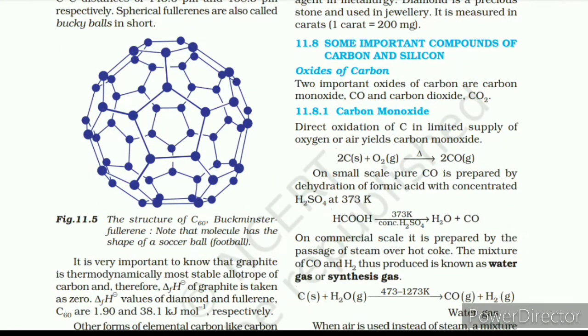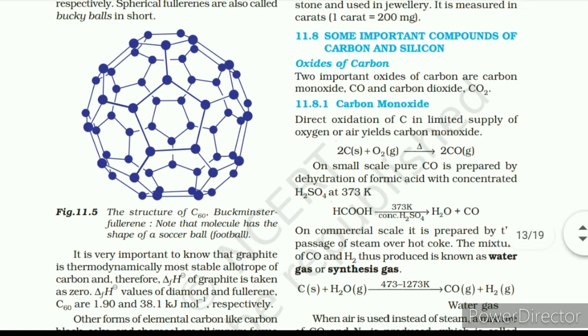On commercial scale, it is prepared by passage of steam over hot coke. The mixture of CO and H2 thus produced is known as water gas or synthesis gas. When air is used instead of steam, a mixture of CO and N2 is produced, which is called producer gas. Water gas and producer gas are very important industrial fuels. Carbon monoxide in water gas or producer gas can undergo further combustion, forming carbon dioxide with liberation of heat.